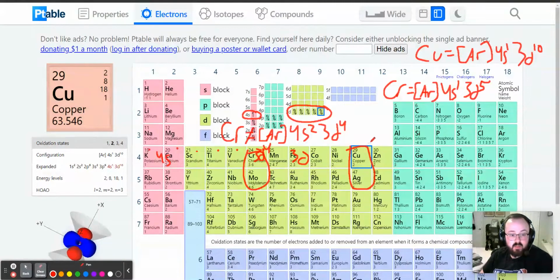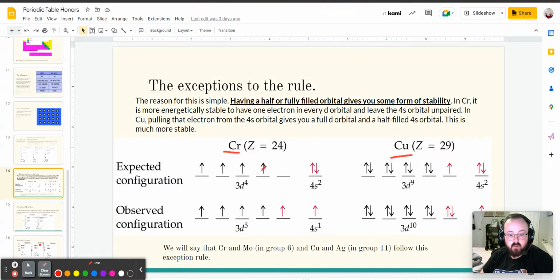So, the reason for this, I want to go back just to our slideshow here, is having a half-filled d orbital, or any p, d, something like that, where there are suborbitals. So there's 5 here. Having a half-filled or a fully filled orbital gives a form of stability. It is a little bit just extra stable, electronically, energetically stable to do that. The reasoning is not what I would expect you to know.